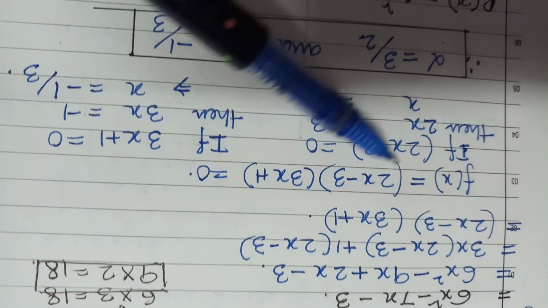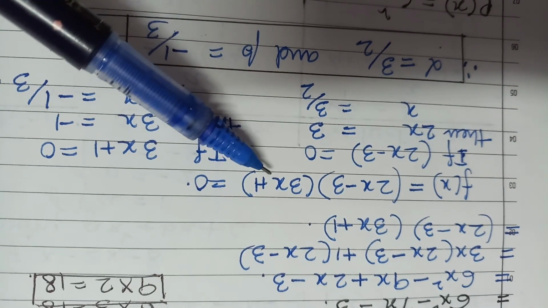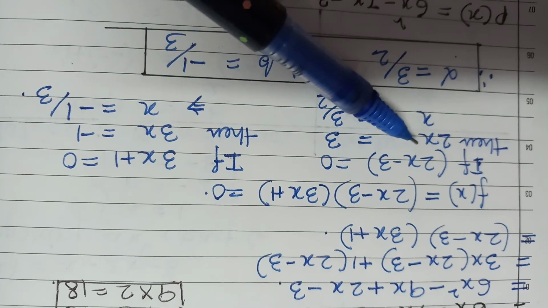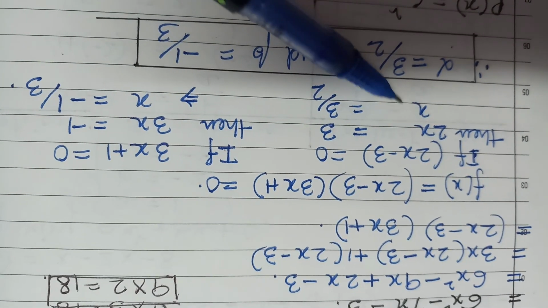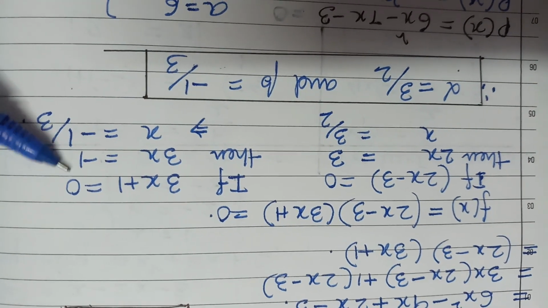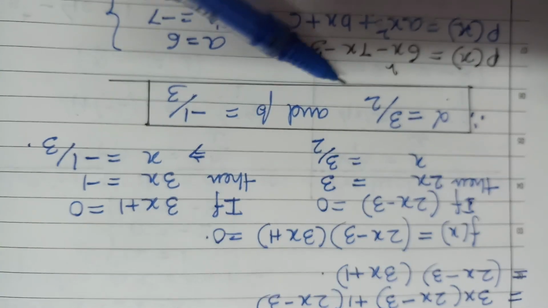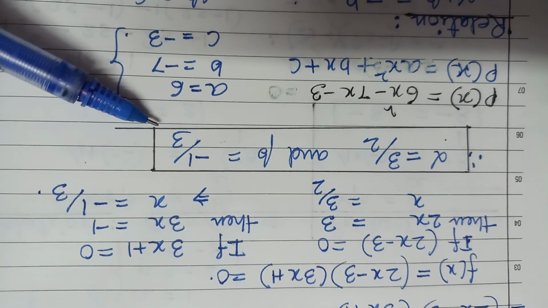Now factors of p of x: 2x minus 3 and 3x plus 1 equal to 0. If 2x minus 3 is equal to 0, so one term is 0. So x is equal to 3 upon 2, and if you take the other term as 0, x is equal to minus 1 upon 3. So alpha is equal to 3 upon 2 and beta is equal to minus 1 upon 3.